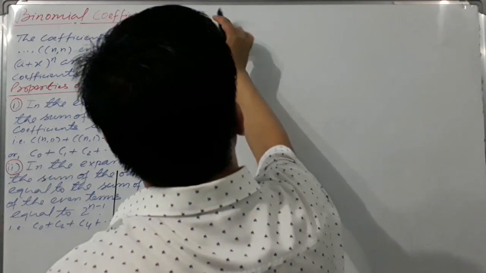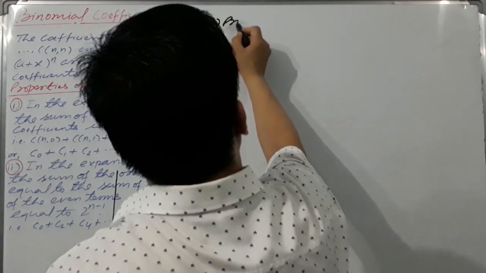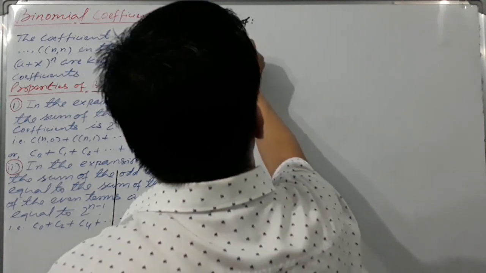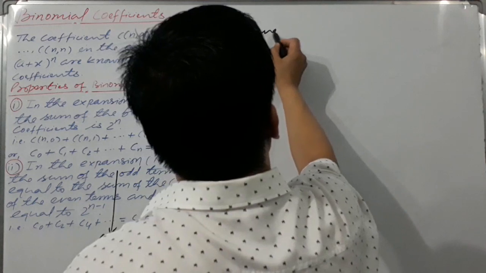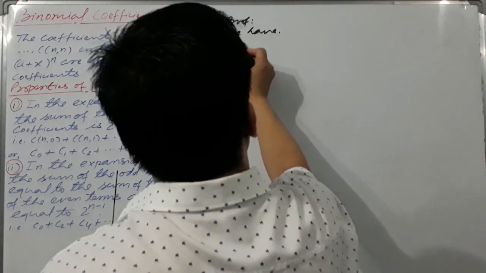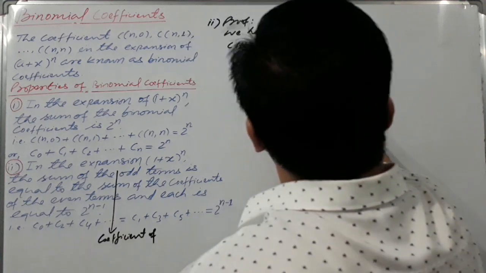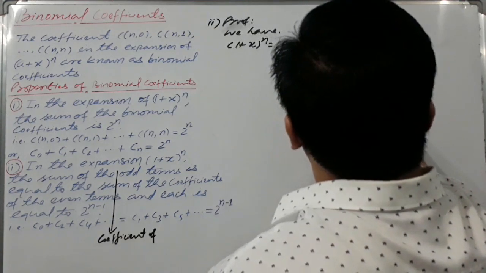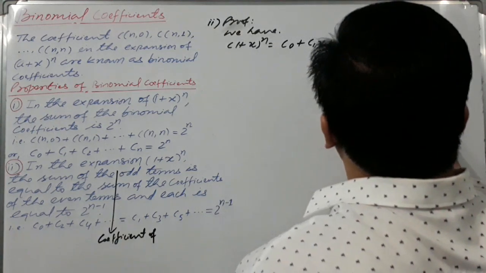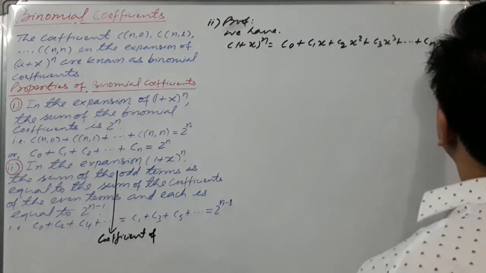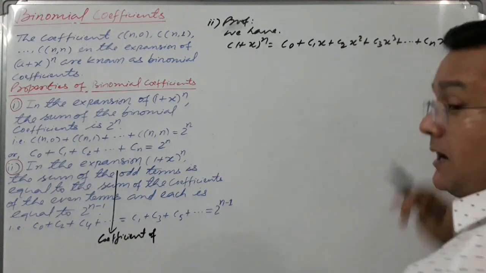Second, very easy. I think the proofs are written. Alright, no problem. We have (1 + x)^n = C0 + C1x + C2x^2 + C3x^3 + ... + Cn x^n.